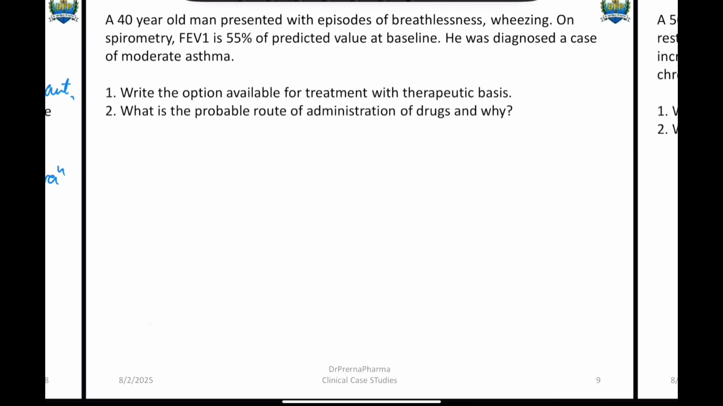Next question, a 40-year-old man presents with episodes of breathlessness, wheezing. On spirometry, FEV1 is 55% of predicted value. He is diagnosed as moderate asthma. So write the options available for treatment with therapeutic basis.